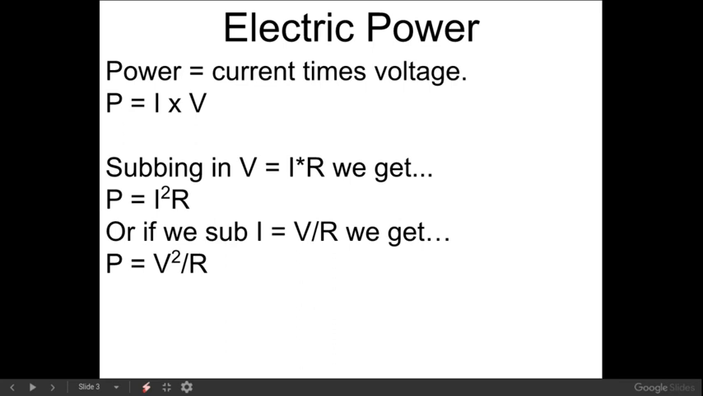So those are the three different power equations that we can use in this chapter, and this will be the main one up here. Remember, the unit for power is the same as it always has been, which is a watt, and that's what we used before, and it's still the case now.